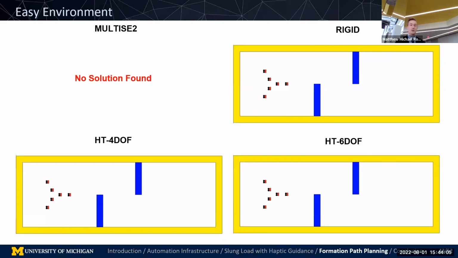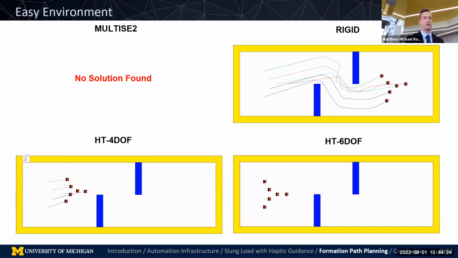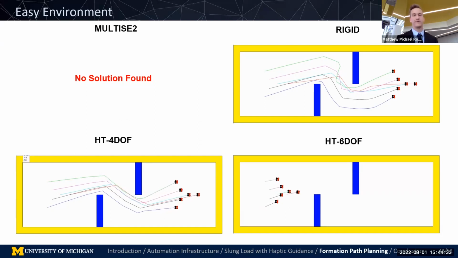What I'm showing here is all the 1 second time limit. 1 second is a little bit fast for the multi-SE2 because it's such a high dimensionality, so it was unable to find a solution. The rigid method was able to find a solution, and you can see that it's just able to translate and rotate around the obstacles. The 4-degree of freedom is also able to get around, and it's able to do a little bit of scaling to help plan a slightly shorter path. And finally, the 6-degree of freedom does a little bit of everything to get through.